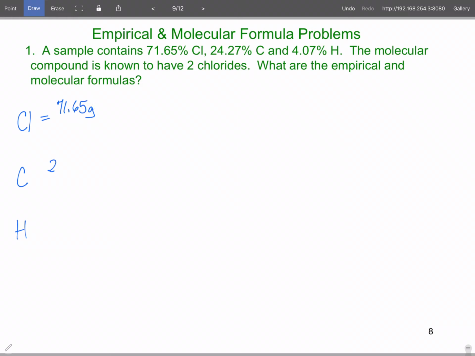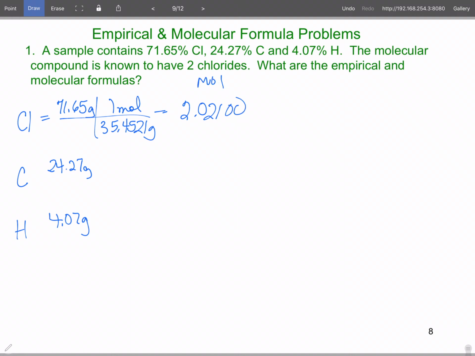So 24.27 grams and 4.07 grams. Now, I would put in the atomic weights, etc., and I'd have to keep spelling out chlorine, etc. But since I'm going to do it left to right, I know everything I do in this row is chlorine. So if I look at the periodic table, 35.4521 grams per 1 mole is equal to 2.02100. Now, this is the mole column.